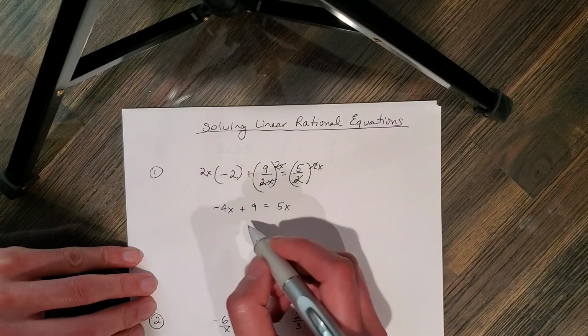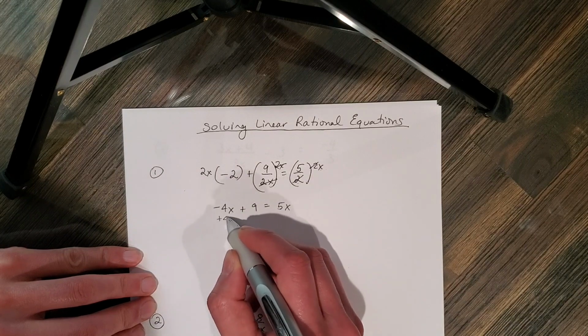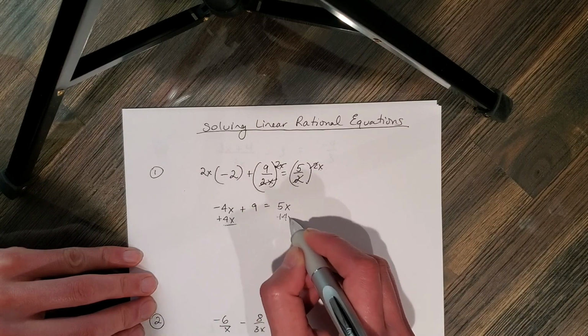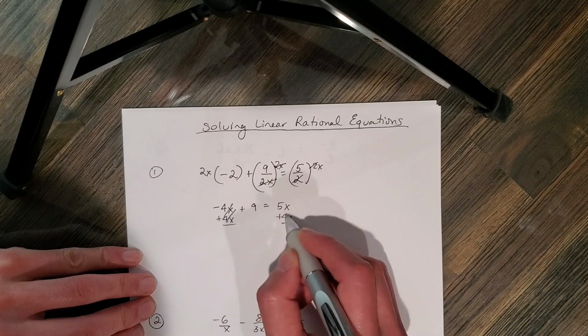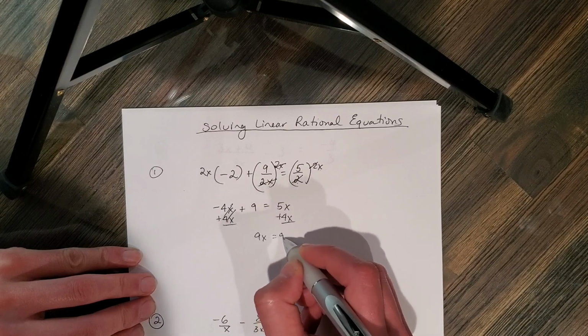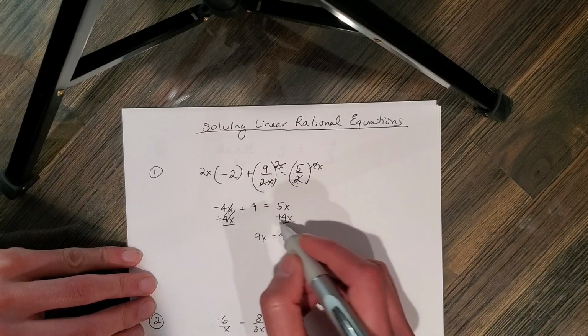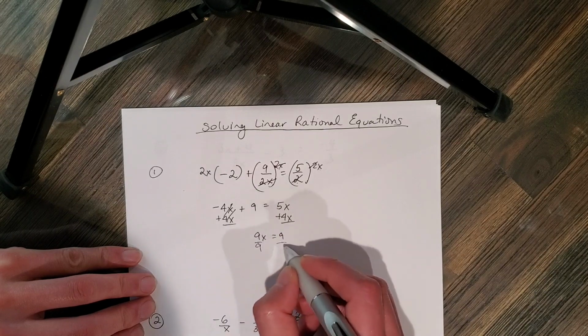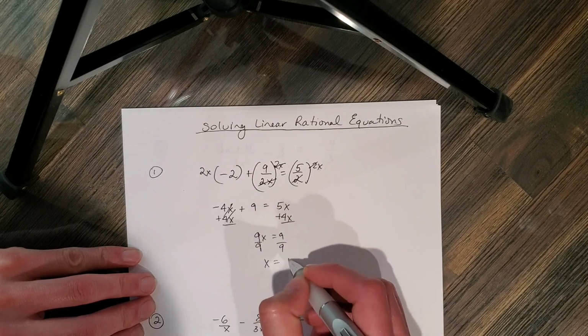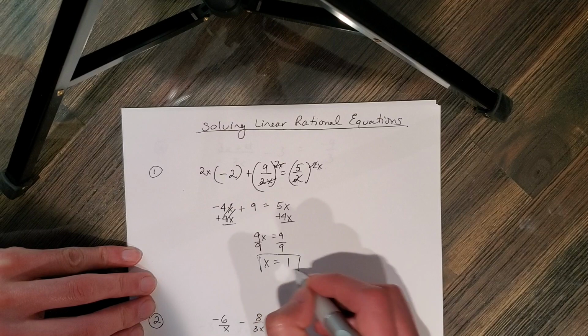And so we can just solve here for x by adding 4x to both sides. And we end up with, I'll just write it like this, 9x equals 9. So 5 plus 4 is 9, equals 9. Okay, divided by 9, x equals 1. And that's it. You have it there.